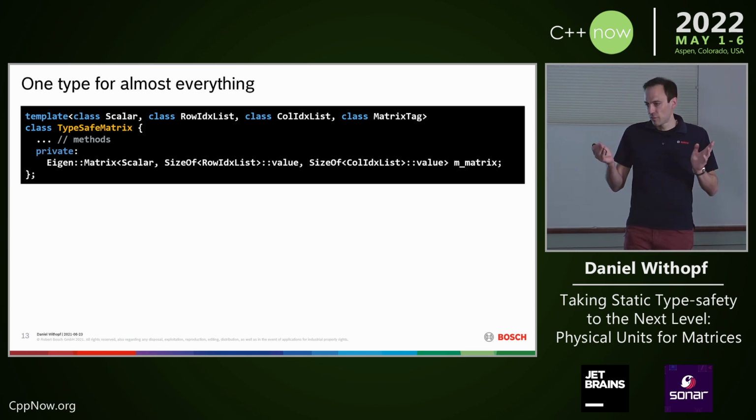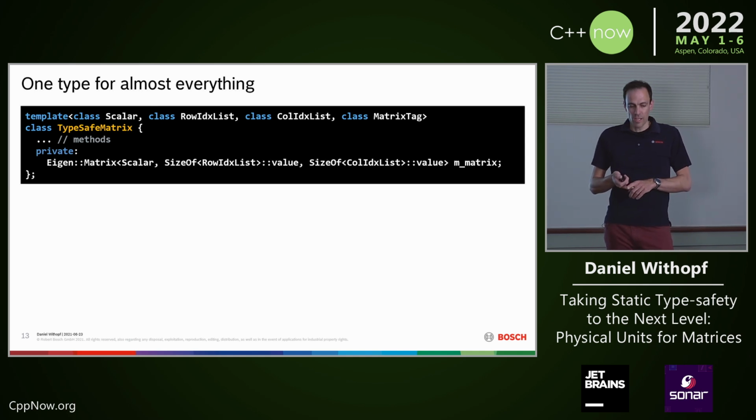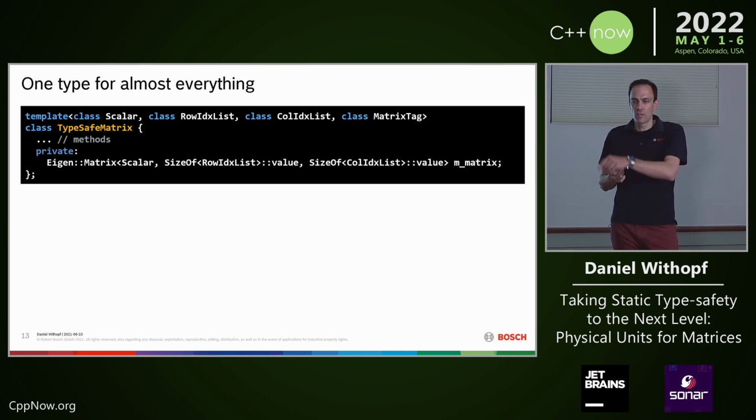Now, the only data member in this class is an Eigen matrix in this case. You could use other libraries, of course. And the Eigen matrix gets the same scalar type as the typesafe matrix, and we use the size of the row index list and the column index list to specify the dimension of the matrix.